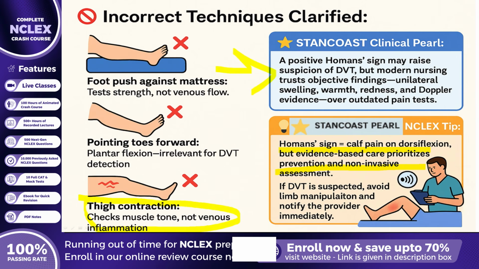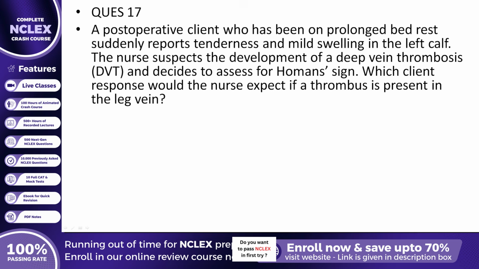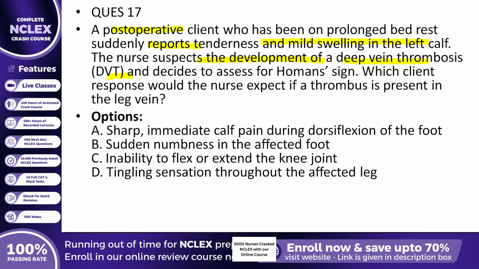Transitioning into a critical post-operative nursing scenario, imagine a client who has been confined to bed rest for an extended period and suddenly reports tenderness and mild swelling in the left calf. The nurse, suspecting the onset of a deep vein thrombosis, or DVT, proceeds to assess for the presence of Hohmann's sign. The question to consider here is, which client response would the nurse expect if a thrombus has formed in the leg vein? The options presented are as follows.